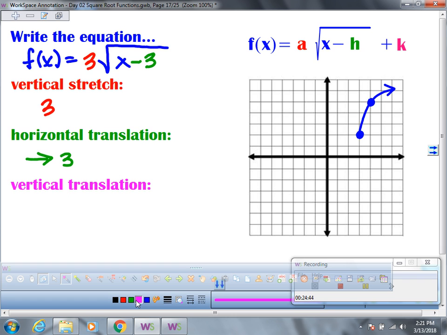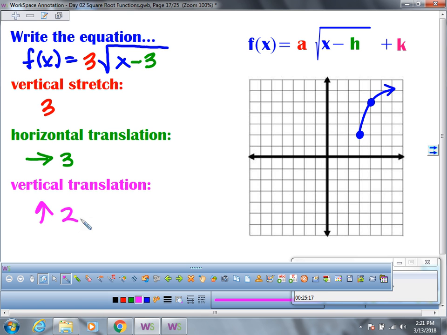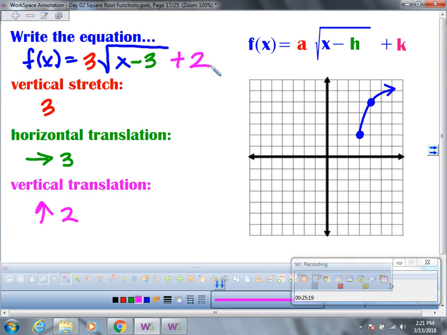No. It's always a minus, and when it's a plus, it's this. That's what makes it the plus 3. Oh, I thought it was like that. Oh, never mind. I think you're thinking the other way. All right, and so my vertical translation is going up 2. So this is going to be plus 2. You guys ready to do one for me? Get your whiteboards out.